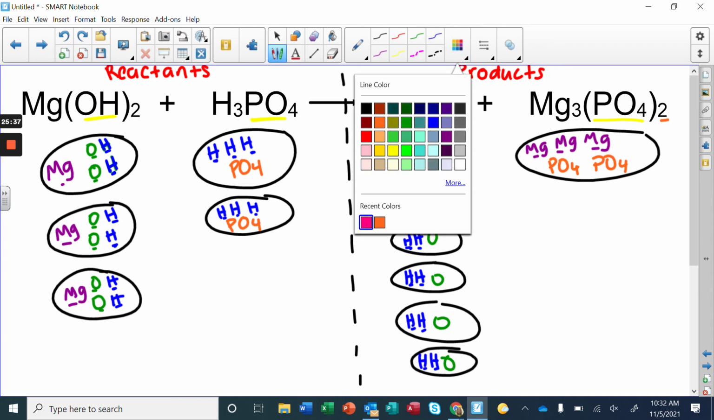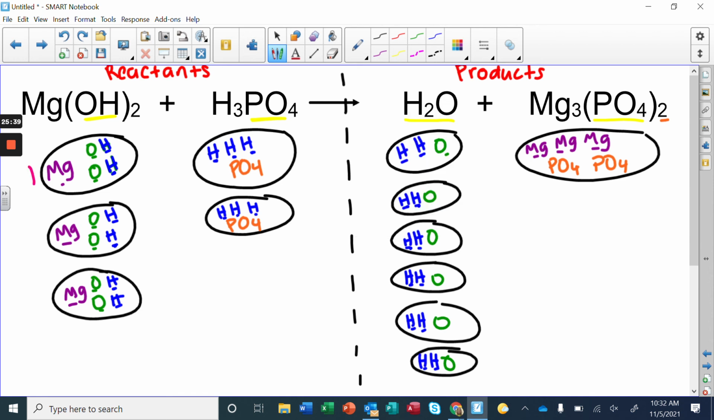All I need are my coefficients. So I count 1, 2, 3, 1, 2, 1, 2, 3, 4, 5, and 6. And then just 1 for that one. And then we're all good. So this is how you balance chemical equations.